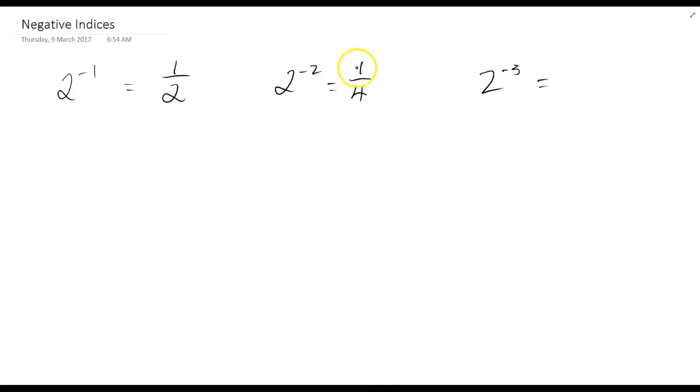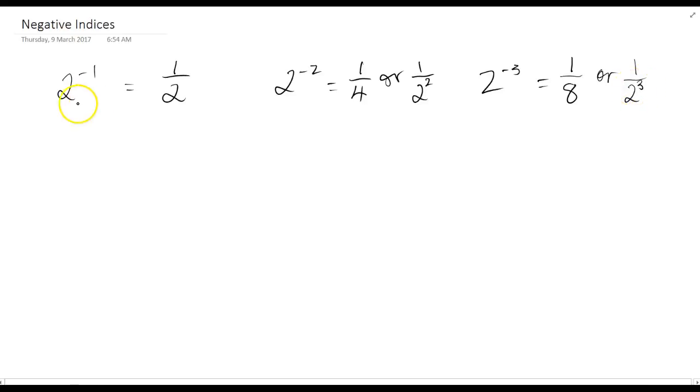But I'm going to write it in a slightly different way so that you can see the pattern that's going to start to happen here. So I could write this as 1 over 2 to the power of 2. And then again, if you put in 2 to the negative 3 on your calculator, you'll probably end up with this. But again, I'm going to write it in a slightly different way so you can see the pattern. So that would be the same as 1 over 2 to the power of 3.